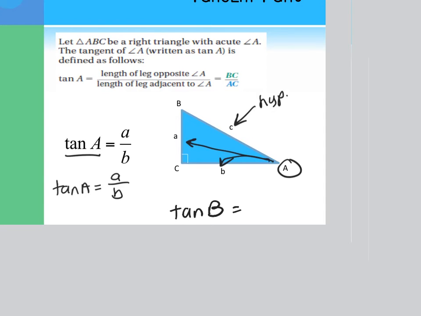What side is opposite B? AC. AC or lowercase b, right? And what side's adjacent to B? BC or A. Easy stuff, right? So what will happen is we are going to get 2 of those 3 pieces of information, and then we're going to solve the equation to find the remaining one.